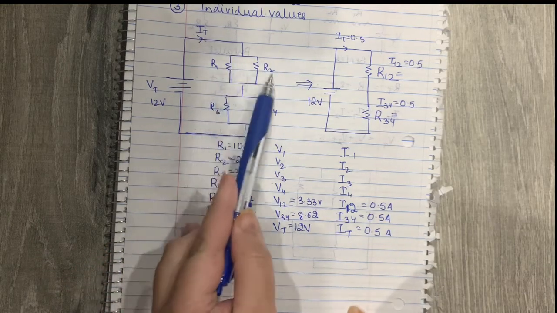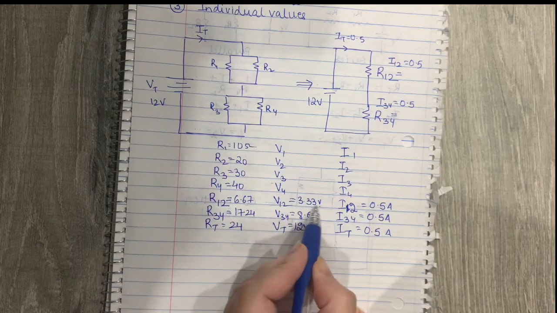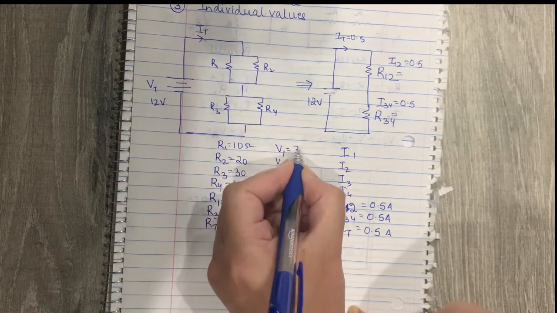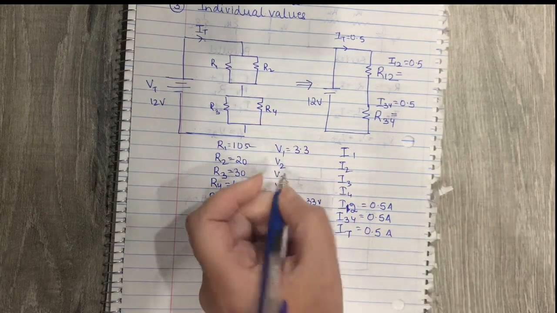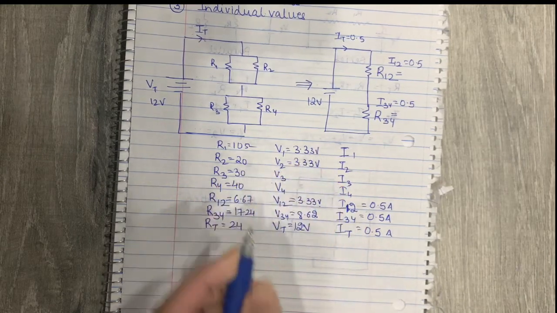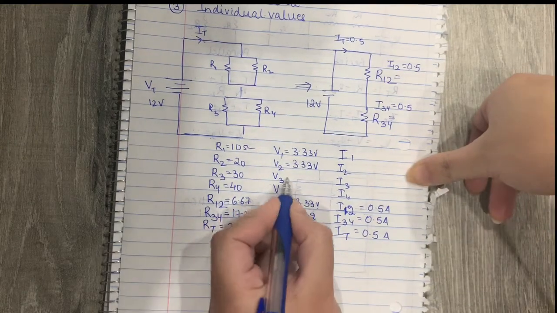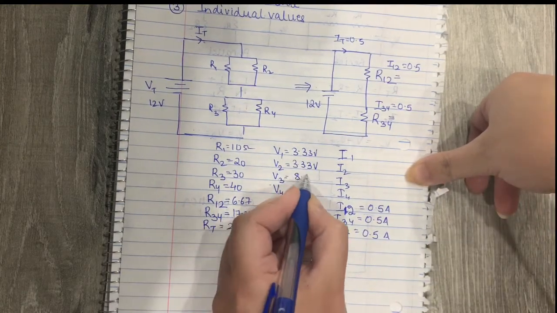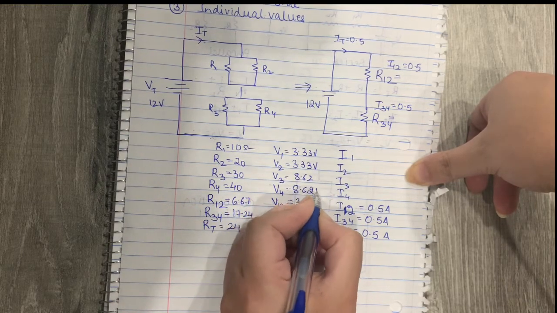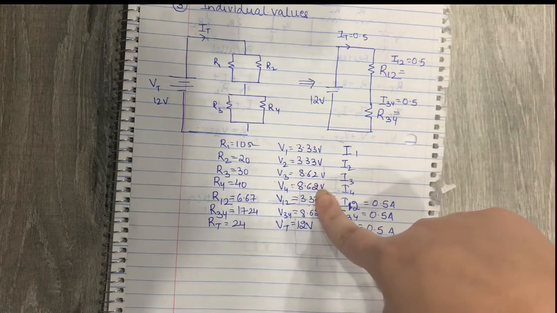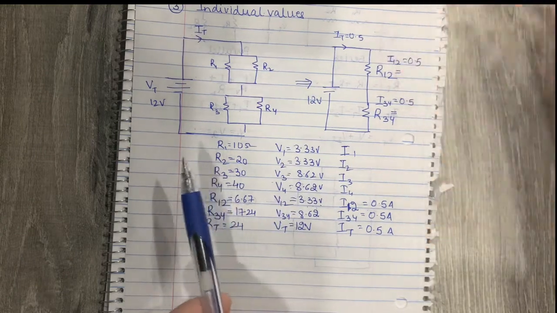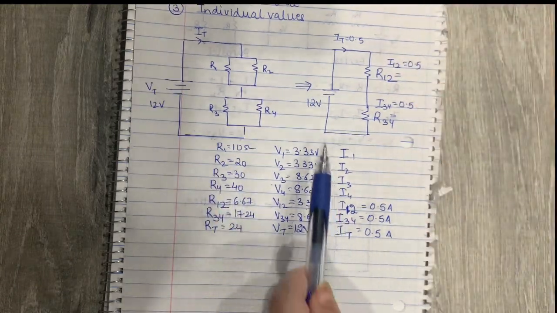So around resistor R1 and R2, the total voltage drop is 3.33 volts, which implies that the voltage around V1 and voltage around V2 is the same as V12. Similarly, for V3 also, the voltage is 8.62, and for V4 as well, it comes out to be around 8.62 volts. Now we have all the values of resistors and voltages.